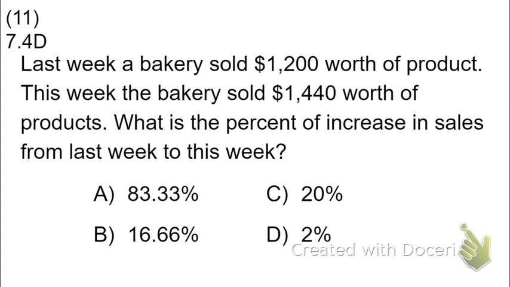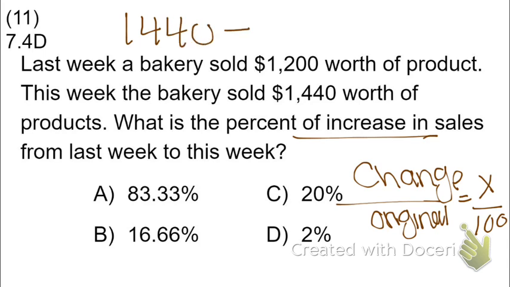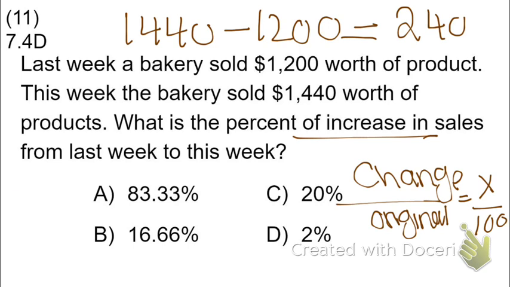Okay. Last week, the bakery sold $1,200 worth of products. This week, the bakery sold $1,440. What is the percent increase? So remember, because it's a percent change, we're going to do change over original equals x over 100. The change is 240. And the original, so that's 240 over the original, which is 1,200 equals x over 100.